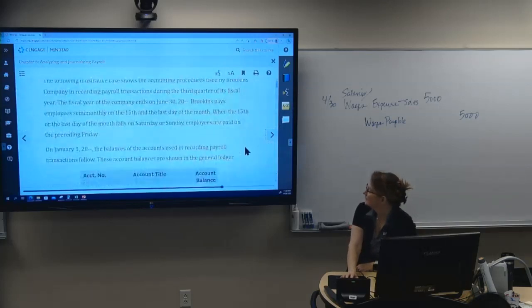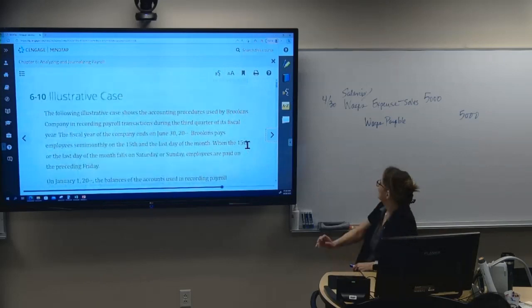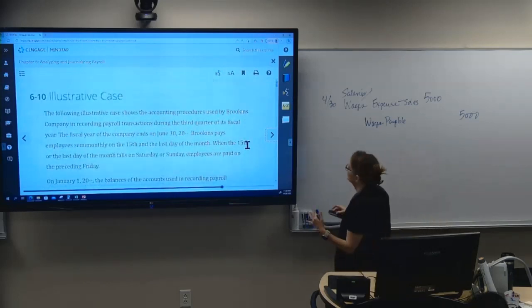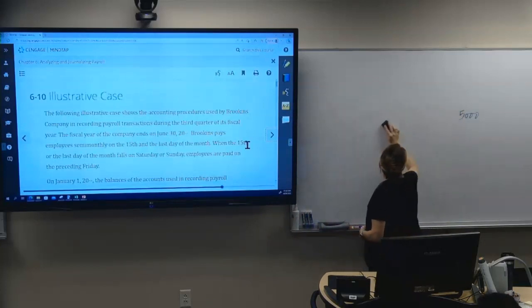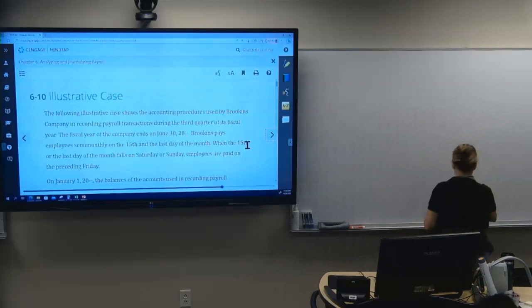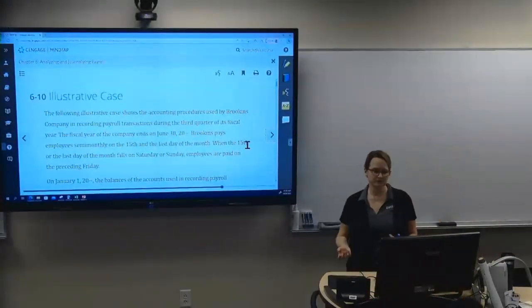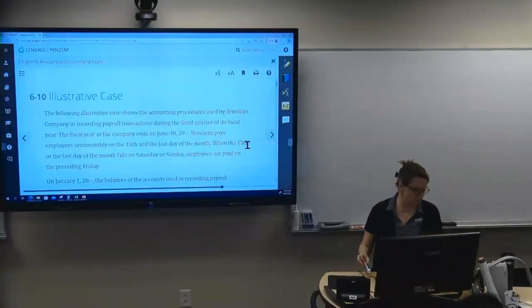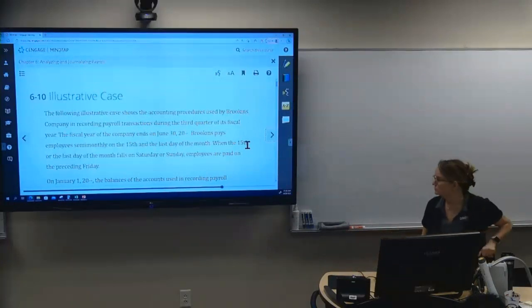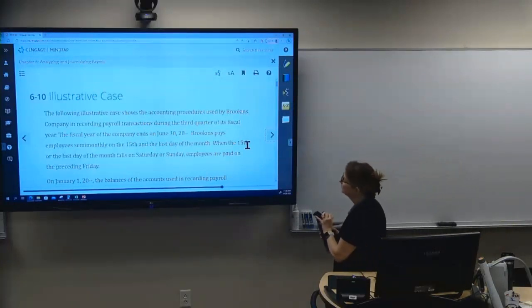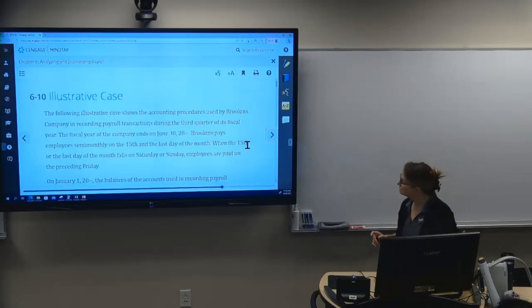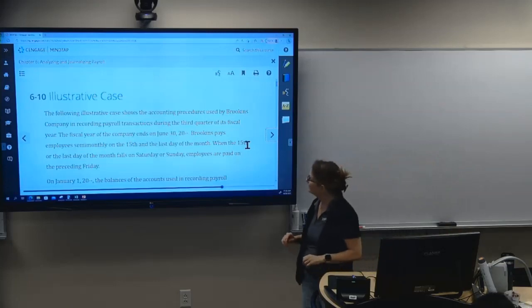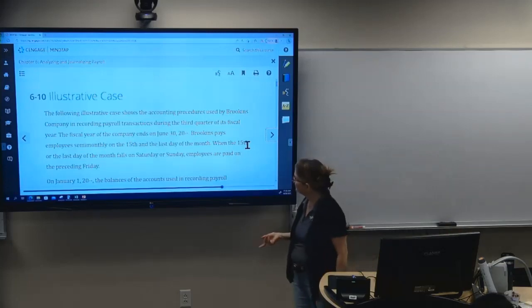All right. Maybe we take a look at this illustrative case in your book, which gives you all the information about, I think, a couple of payrolls, and what the journal entries would be corresponding to those payrolls. So, Brookins Company, this is the third quarter of their fiscal year. The fiscal year of the company ends on June 30th.